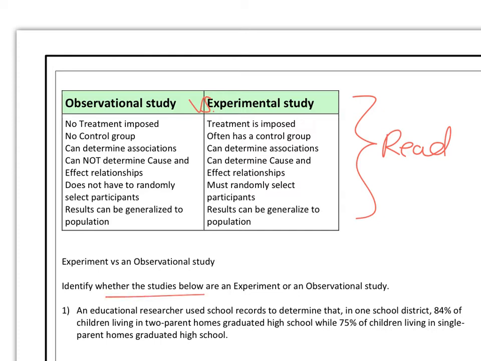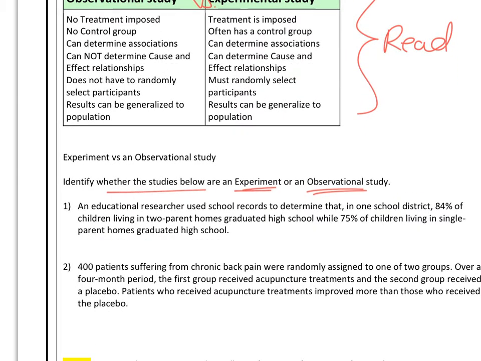So we're going to identify whether the studies below are an experiment or an observational study. So this first one says an educational researcher used school records to determine that in one district, 84% of the children living in two-parent homes graduated high school, while only 75% of children living in single-parent homes graduated high school. So you want to ask yourself, did anything happen to the population? Were they manipulated in some way? And to me, the answer is no. We're just looking at school records. In other words, we're just observing and making a conclusion based off of it. So this is an observational study.